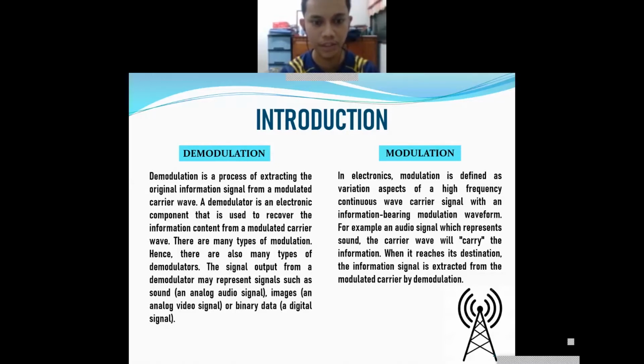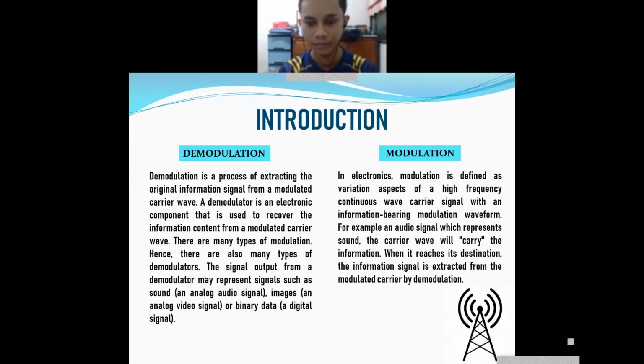There are many types of modulation, hence there are also many types of modulators. The signal output from a demodulator may represent signals such as sound, an analog audio signal, image, analog video signal, or binary data, a digital signal.